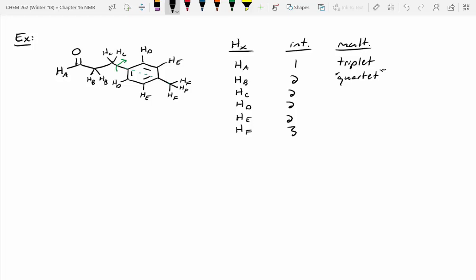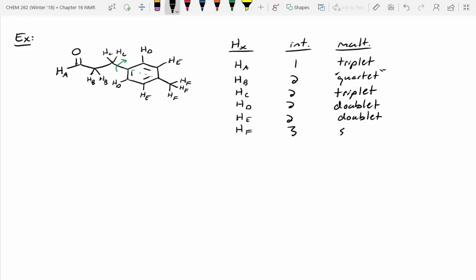All right, what about HC? That was the triplet one I skipped to. It has 2 3-bond neighbors. Add 1, we get a triplet. All right, what about HD? It has 1 3-bond neighbor, so this would be a doublet. All right, what about HE? A doublet. And what about HF? Singlet, it has no 3-bond neighbors.